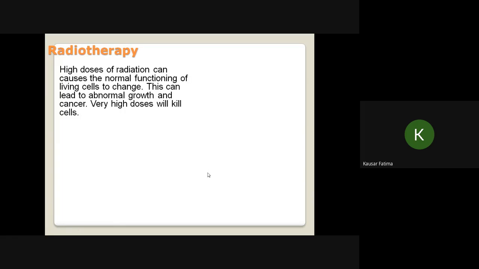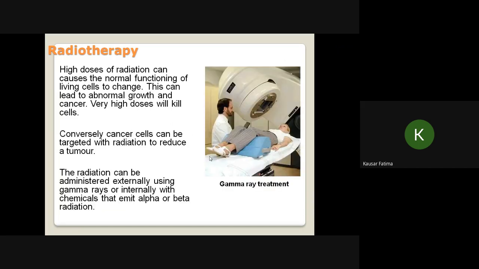So, radiotherapy. Here, high doses of radiations can cause the normal functioning of the living cells to change, and this can lead to abnormal growth and cancer. Very high doses will kill the cells. It means high doses can kill the cells, and we can use this for curing different diseases. We can kill the cancerous cells, but we have to keep the healthy tissues safe. We have to shield the healthy tissues so that they remain safe from the harmful effect of those radiations.